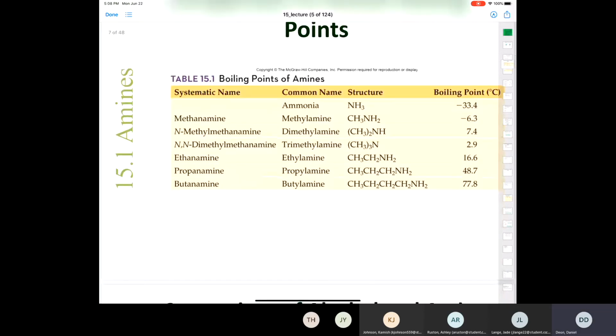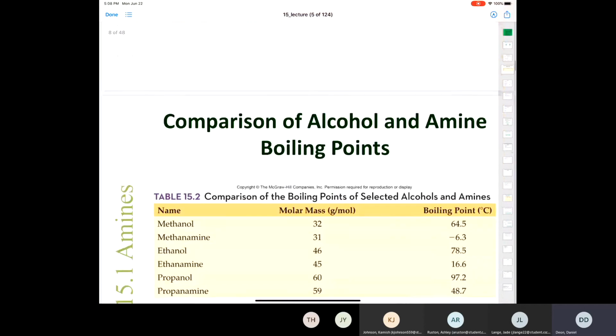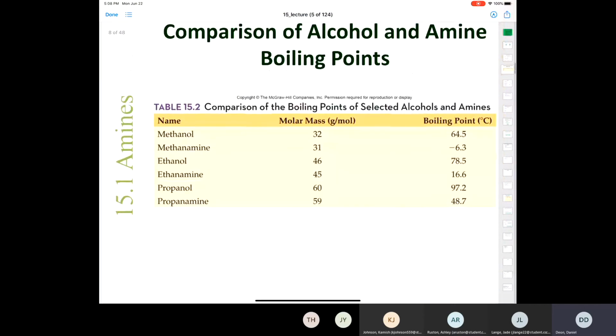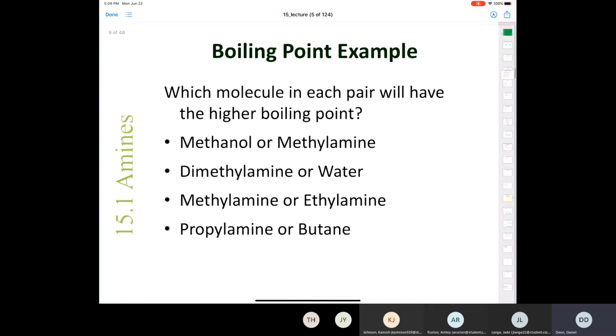And I spent some time talking about this table, and I'll let you make sure that you watch the video to catch all the news on that. And then I spent some time looking briefly at comparing the boiling points of an alcohol and the analogous amine. So methanol is CH3OH and methanamine is CH3NH2. You can see they have very similar molar masses, but their boiling points are very different. And again, it's because of the stronger hydrogen bonding. Again, in my video, I talk about the entire table, so make sure you catch all that.